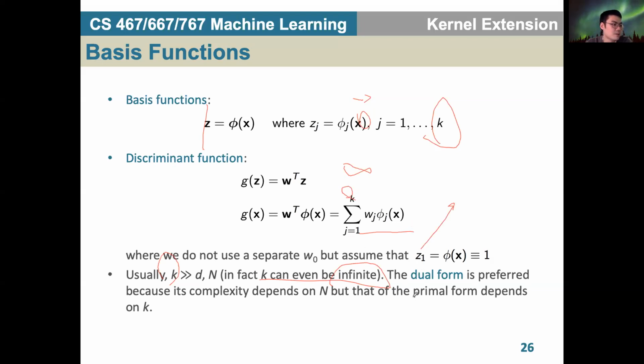The dual form is preferred because now, instead of using the K dimension, originally D and now K, we actually have the alpha, which only depends on n. It's not infinite anymore. It's just n, maybe 1,000 data or 10,000 data. That's acceptable. The original primal form depends on K. After you transform, if K is infinite, then you will never finish computing an inner product.